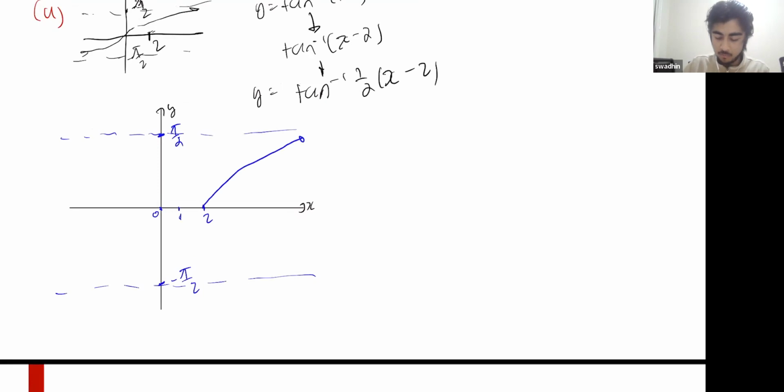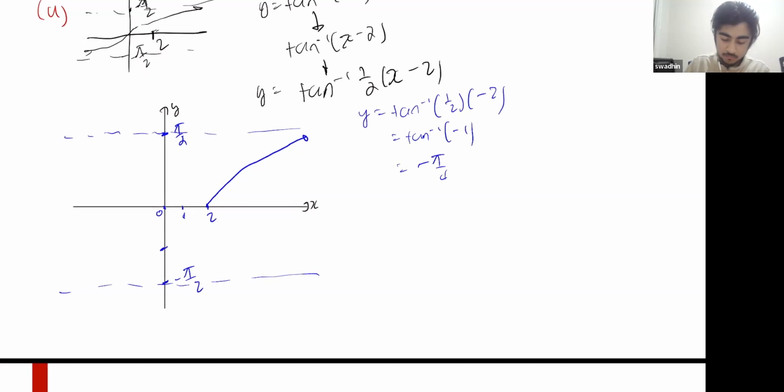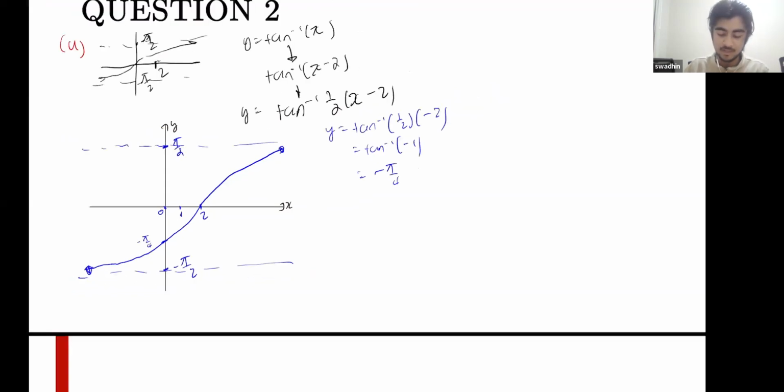And for the y-intercept, we can find it by subbing in x at 0. So y is going to be tan inverse of half times minus 2, which is tan inverse of minus 1. And the first answer you get on your calculator will be minus pi on 4. So yeah, not the best drawing, but you guys get it.